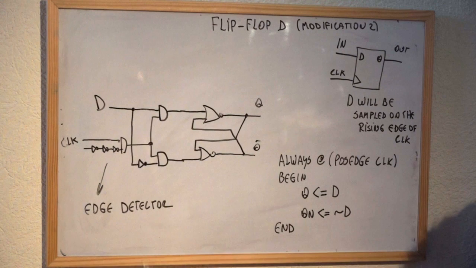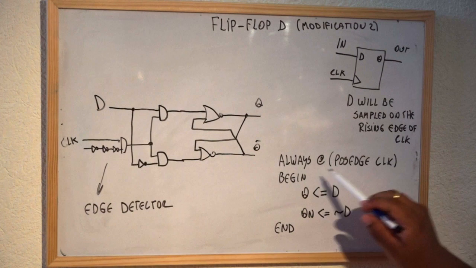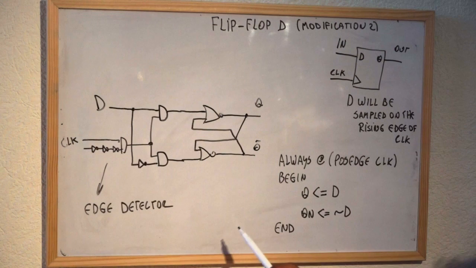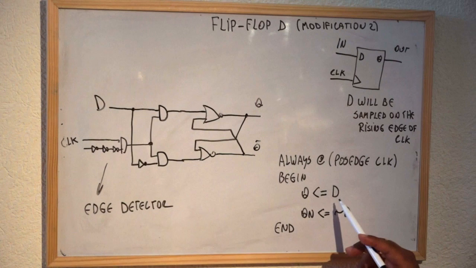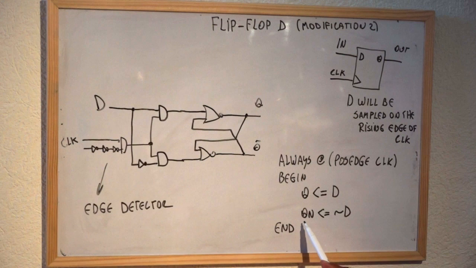If we say this in terms of Verilog, is this always block here? That always with the sensitivity list posedge clock, which means this circuit will execute only in the positive edge of the clock. In the positive edge of the clock, the D input will be sampled, okay, and is going to be assigned into Q and Qn, okay?